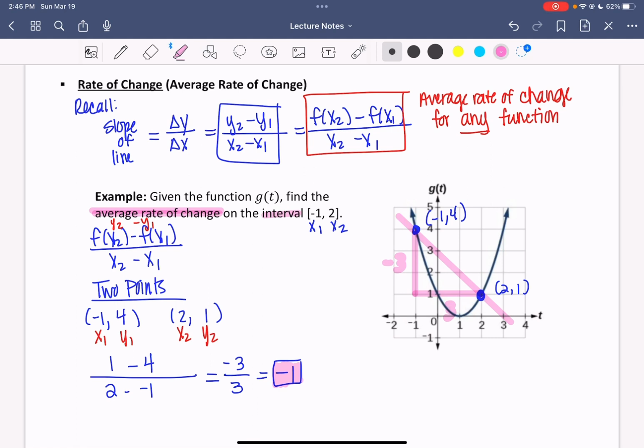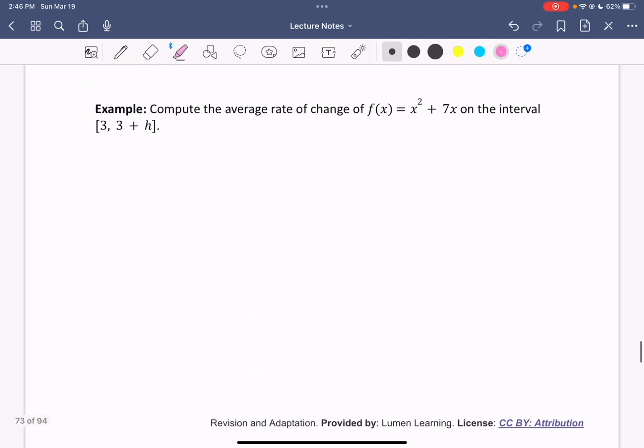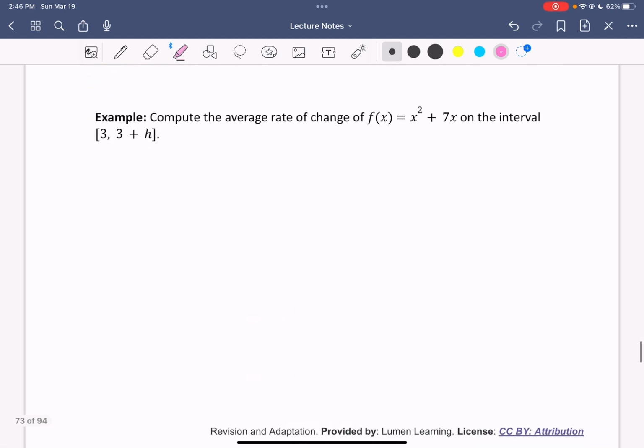Let's amp this up a little bit. In the next example, I want to compute the average rate of change on this function given the interval. And this one's a little tricky interval, but it's okay. We're going to do hard things now. So we're going to compute the average rate of change. So in your head, you should already be thinking slope. You should be thinking your formula.